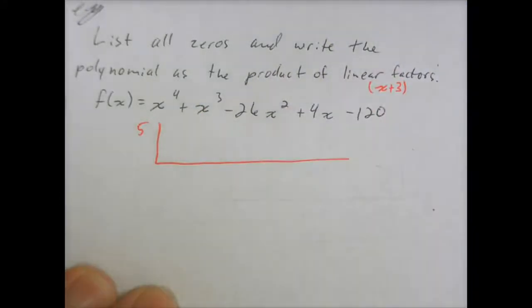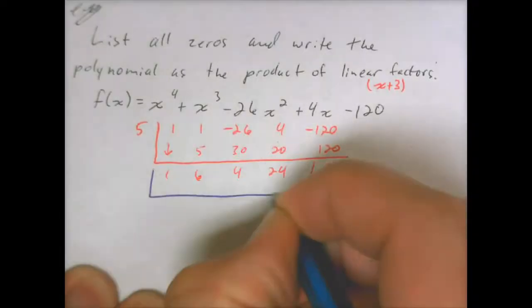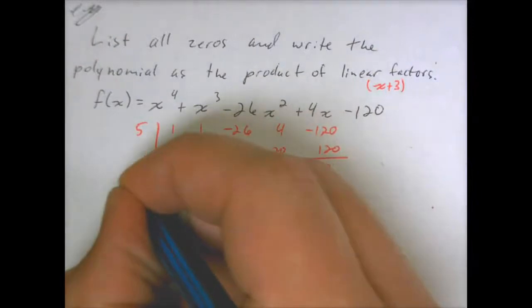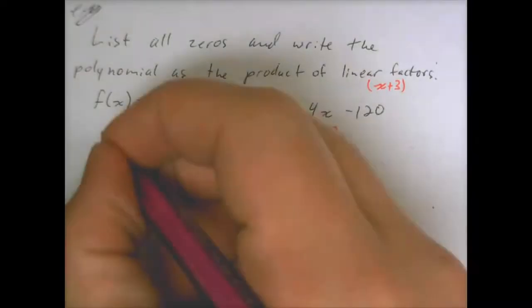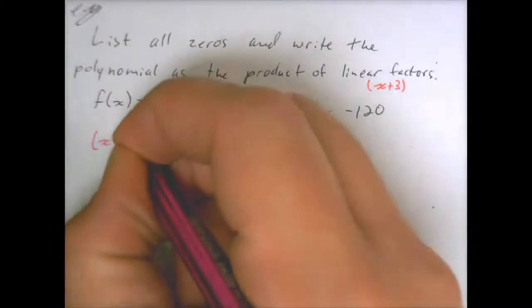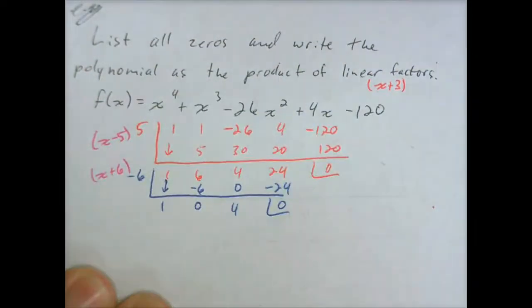So here's synthetic division. I'm going to pause it. I'm going to do it real fast. Okay, there it is real fast. And then you can continue synthetic division and take out the factor with the negative 6. And there's that one. So this came from the linear factor x minus 5. This came from the factor x plus 6. So I have two of my linear factors already.